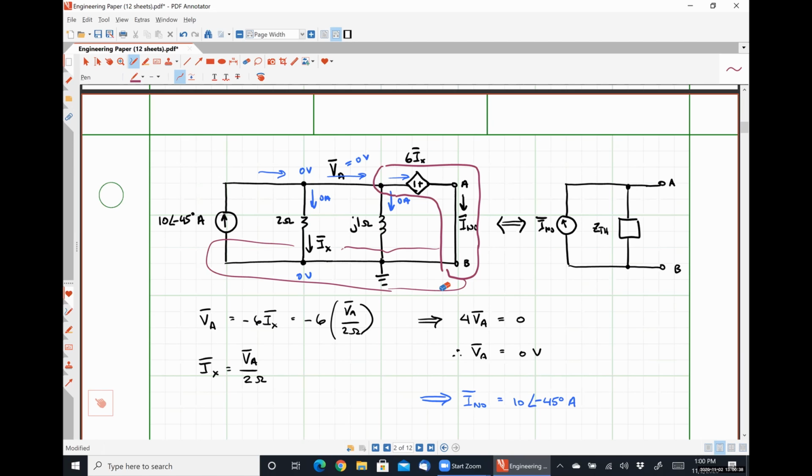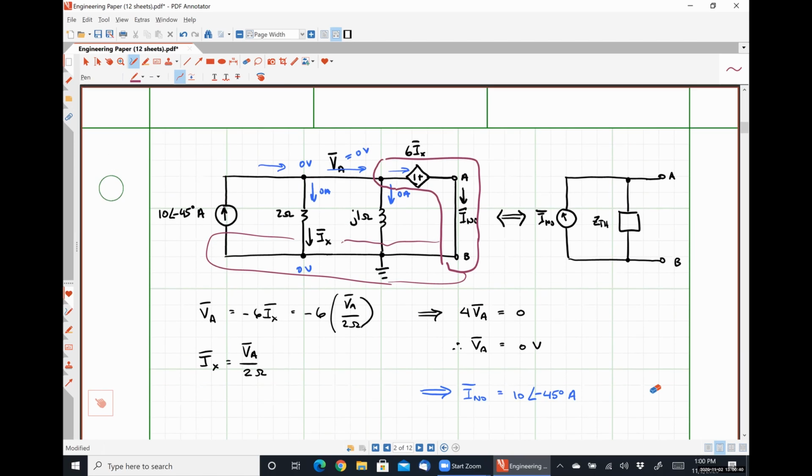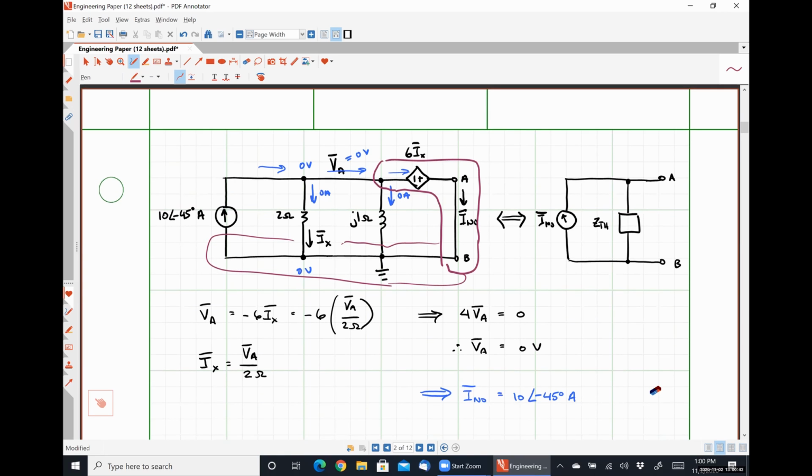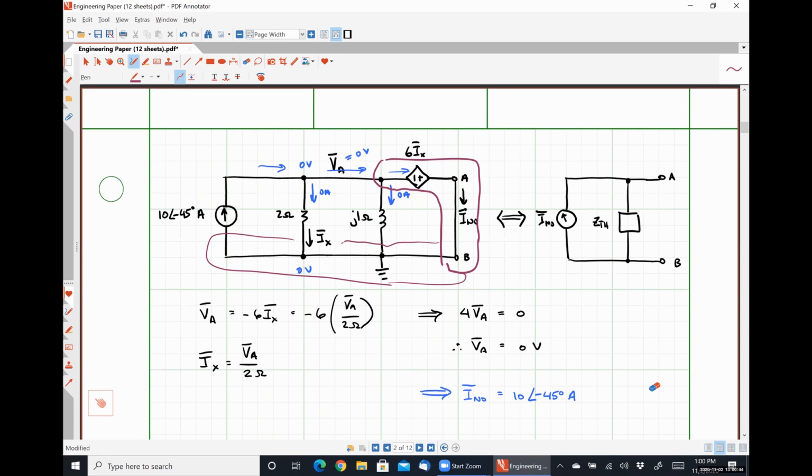All right. So are we all in, I don't want to say agreement, but acceptance that I Norton in this case is 10 angle negative 45 degrees? Can we think of any reason why it shouldn't be based on our circuit analysis? Let's start there. No. All right. So which of the other two quantities that we could find, V Thevenin or Z Thevenin, do you want to determine? The voltage. All right. So I'm going to redraw my circuit.